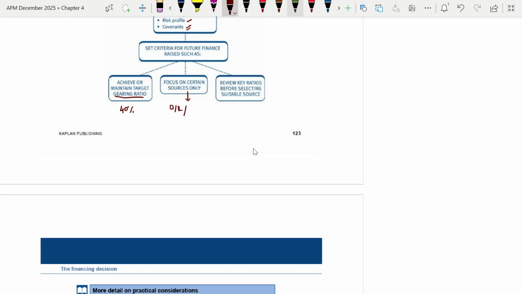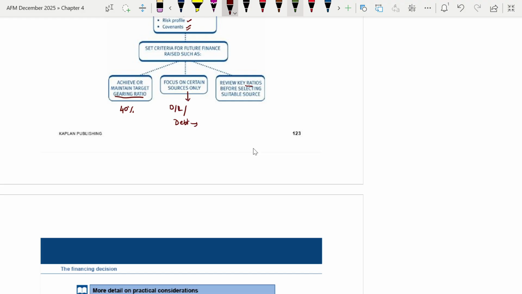Certain people say that I will take only debt. They say that I will take debt only from the financial institutions. Okay, private financing, is it green financing? You have to be very specific. Review key ratios before selecting.